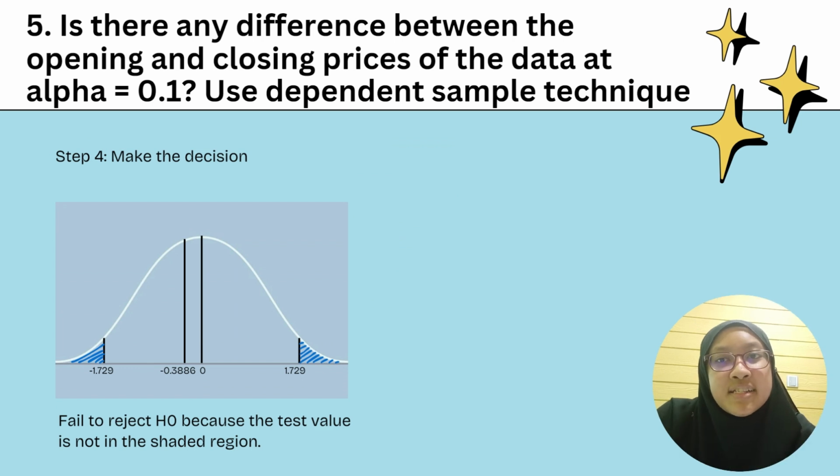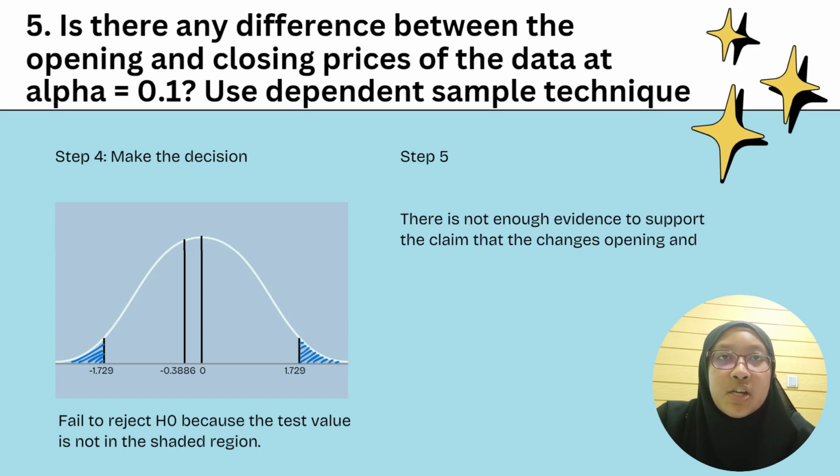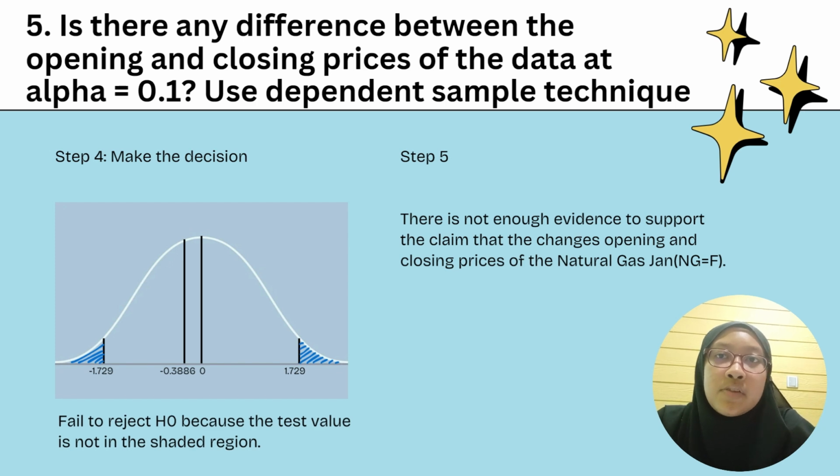Step 4, make the decision. Okay, we know that the test value is smaller than the critical value, so we fail to reject H0 because the test value is not in the shaded region. So there is not enough evidence to support the claim that there is a change between the opening and closing prices of the natural gas.